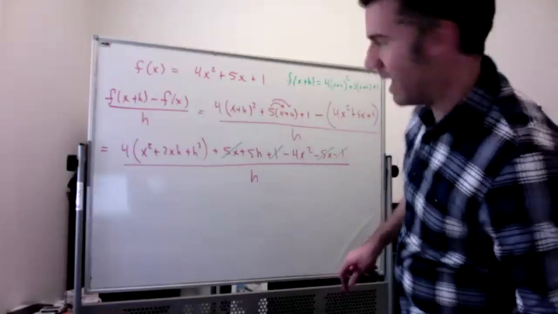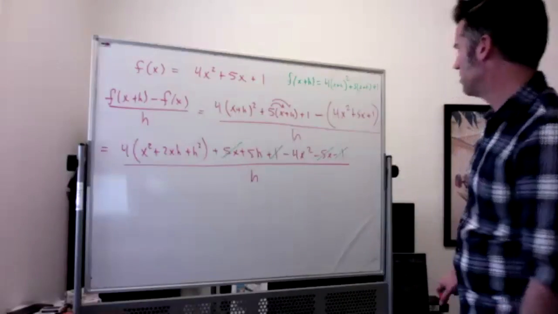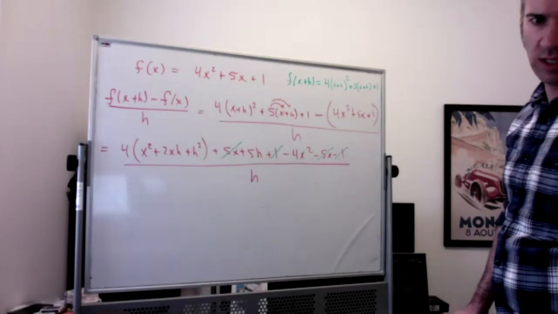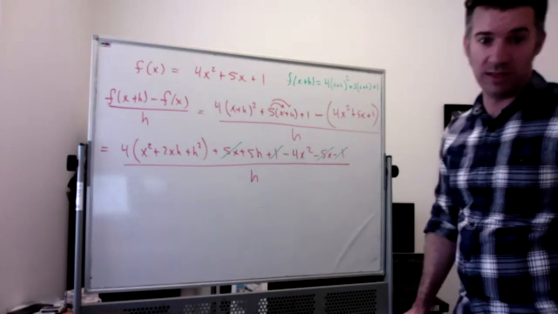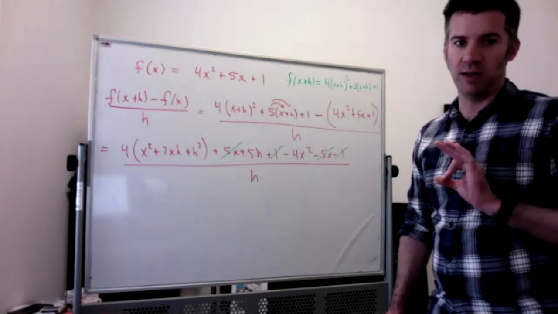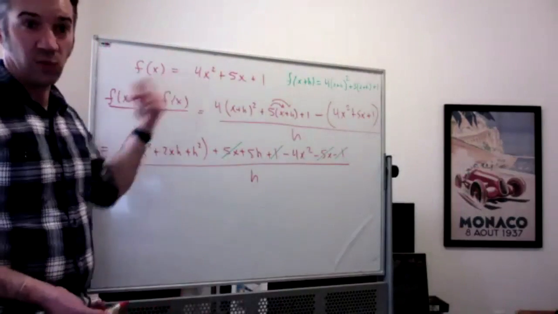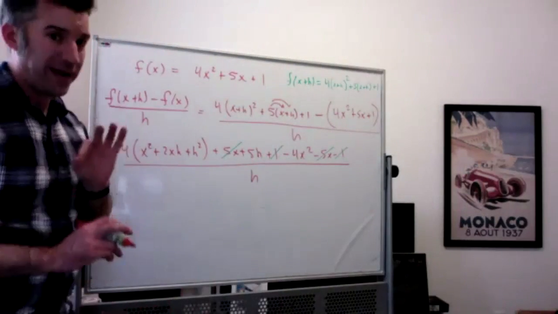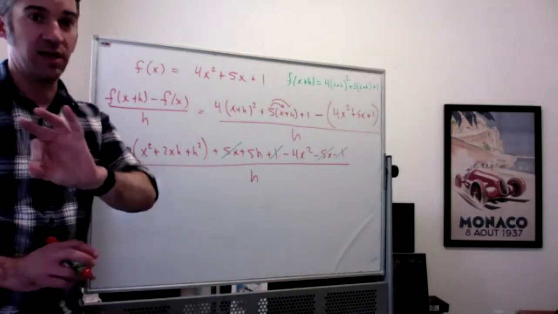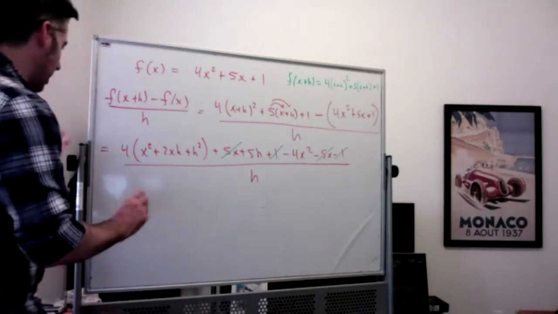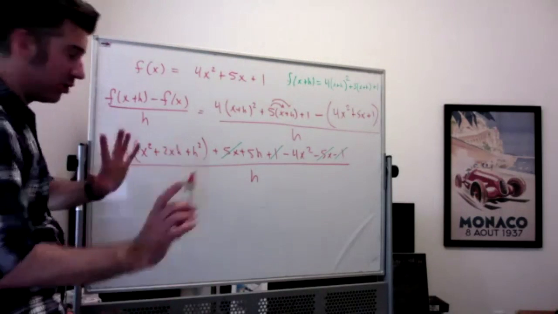I see someone's writing 8x plus 5. I'm not sure what you mean. Oh, I do know what you mean. You're mostly right, Jonathan, but not quite. Jonathan is saying that the answer is 8x plus 5 because that's what the derivative of this is. We're not quite calculating the derivative. I'll show you the difference and talk about why it's different. I know we're out of time, but I'll finish this real quick.